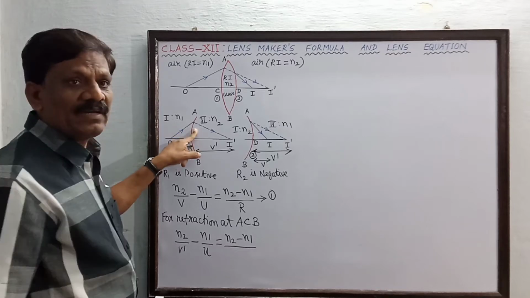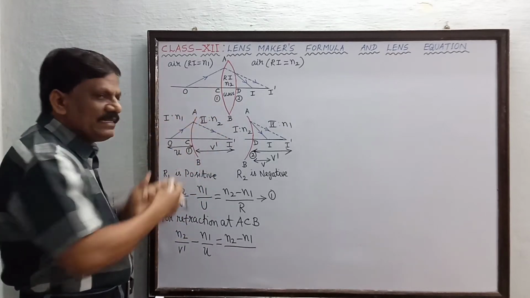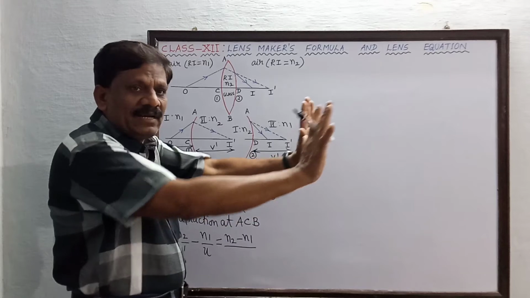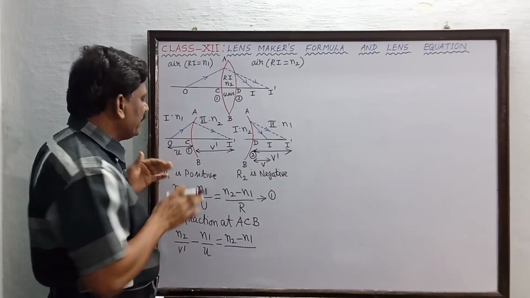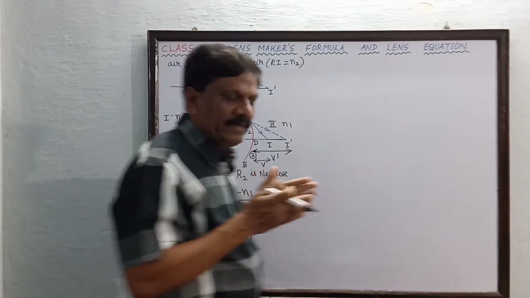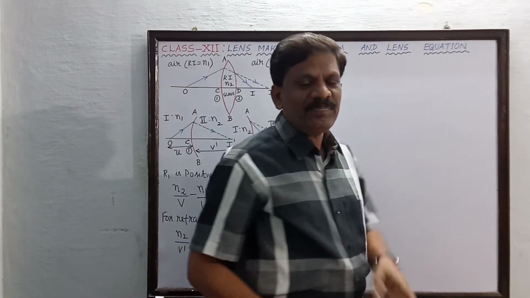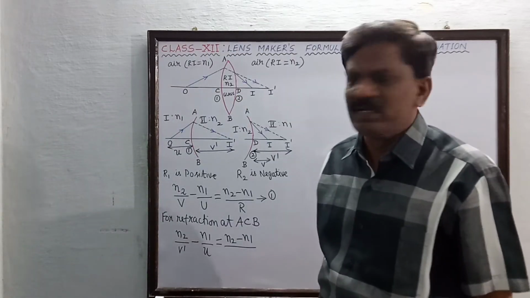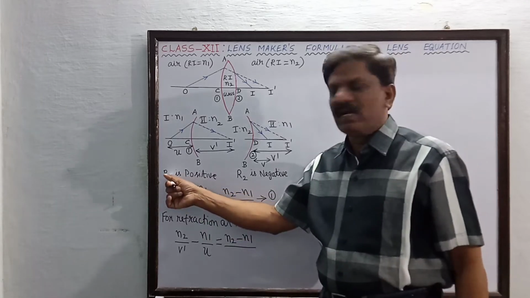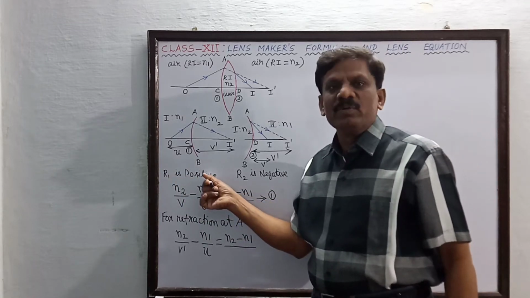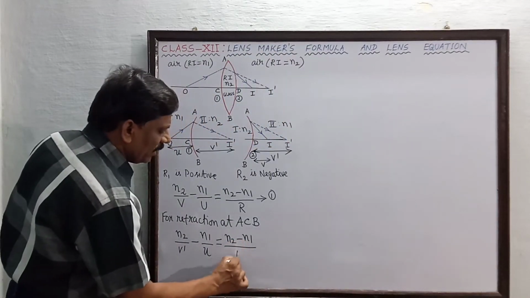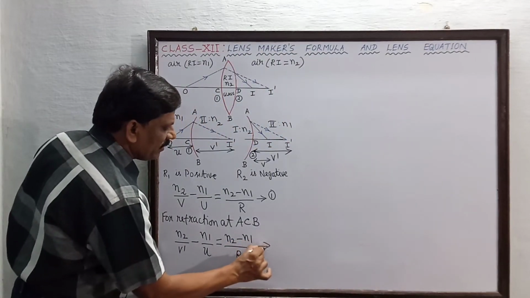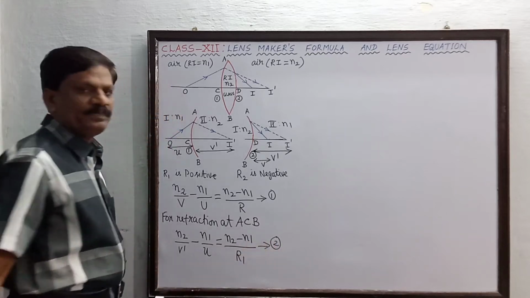The radius of curvature, you see here, this ACB is pointing towards the right, towards the x-axis. So if you want to measure its radius of curvature, you have to go along the direction of light. So R1 must be positive, is it not? I have written clearly here, R1 is positive. So I am going to substitute here, divided by R1, and this is our equation number 2.